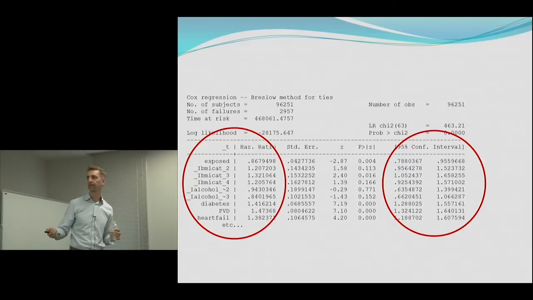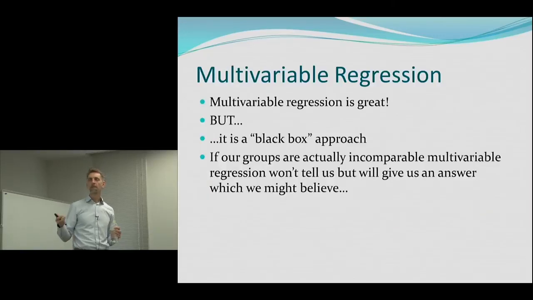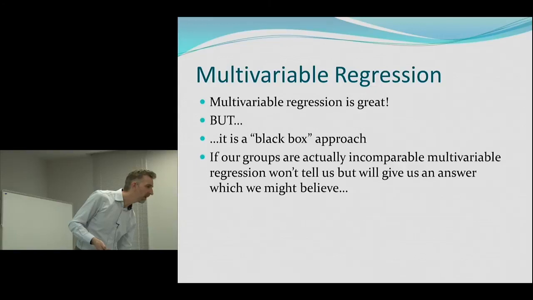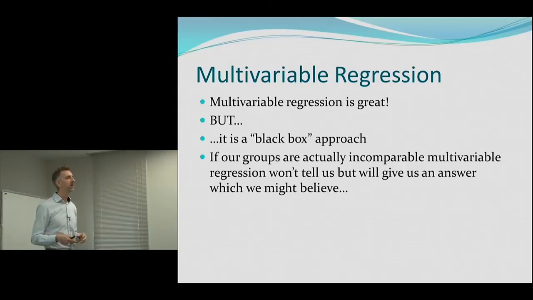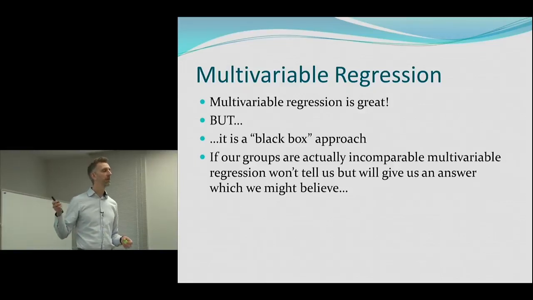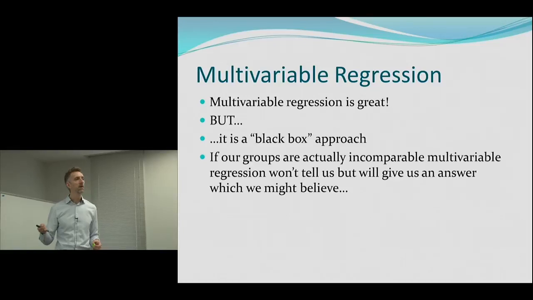Yeah, also familiar. Now, multivariable regression is great, but I think it also has some problems. I think it's potentially a sort of a black box approach. What I mean by this is that if our groups are fundamentally different from each other, so if our exposed group looks mostly like the obese guy who's eating burgers, and our unexposed group looks mostly like the woman who's doing yoga, we'll still run the regression and we'll get an answer, but we won't realise that there was this problem in the data.